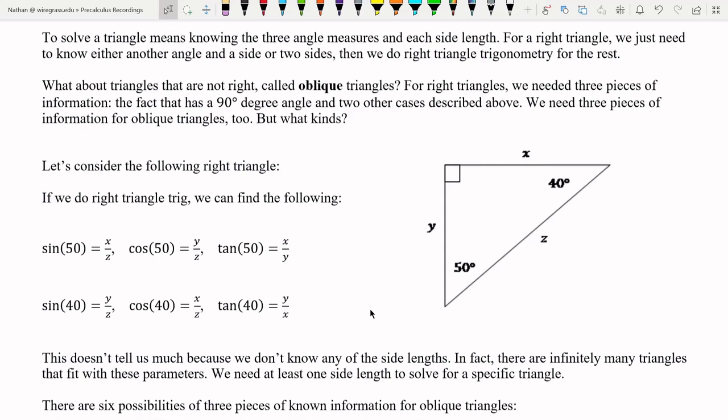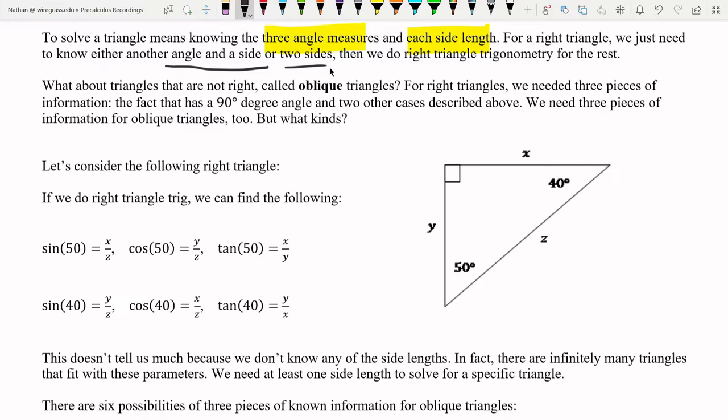To solve a triangle means we must know all three angle measurements and every side length. That means we know everything about the triangle there is to know. Now, for right triangles, we really need to know either another angle and a side, or we need to know both sides. Then right triangle trig is all we have to have for the rest of them.